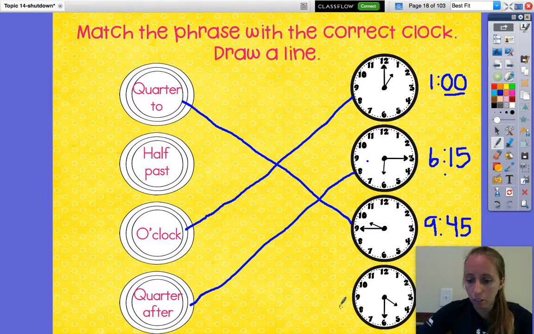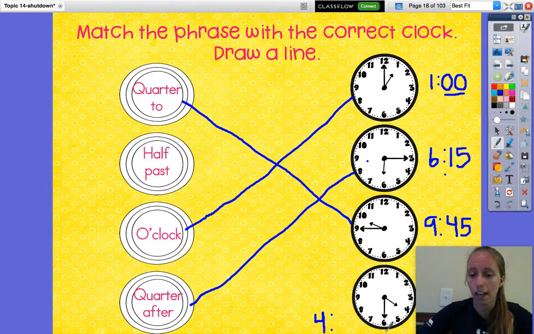And then this last one, I'm going to write the time down here. The hour is, I would say, in between the 4 and the 5. So I know it didn't make it to the 5 yet. So the hour must be 4. Now, the minutes. Minutes is on 6. Oh, right.